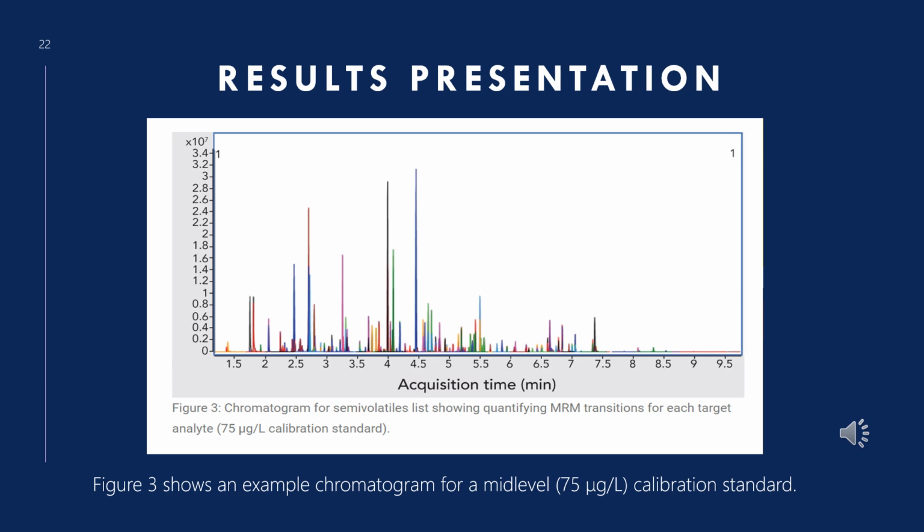So finally, you can present your results using a chromatogram, and a chromatogram is basically a graph that displays the separation of mixtures within a sample using chromatography. So in the chromatogram seen in this slide, you can see the separation of the semivolatiles or the analytes found within your sample.